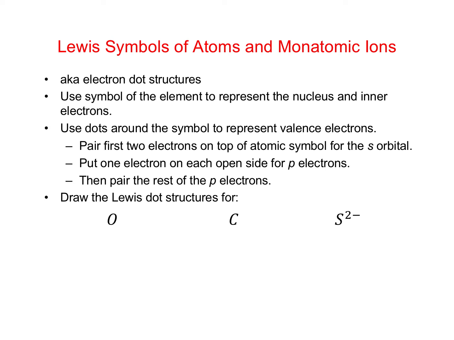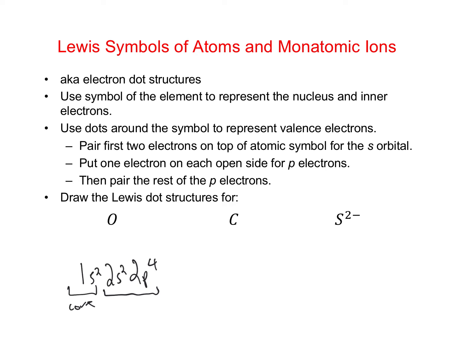If you think about oxygen, its electron configuration is 1s2, 2s2, 2p4, where the 1s electrons are core, and then it has 6 valence electrons. It has 2 in the 2s and 4 in the 2p's.